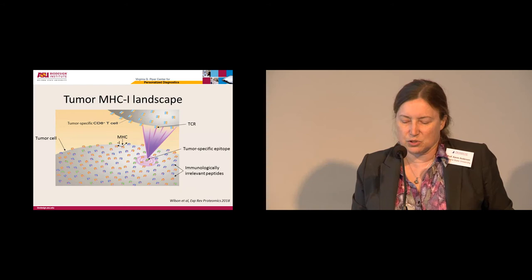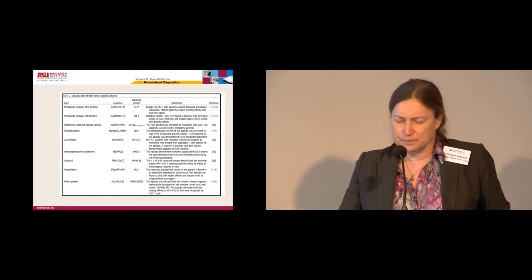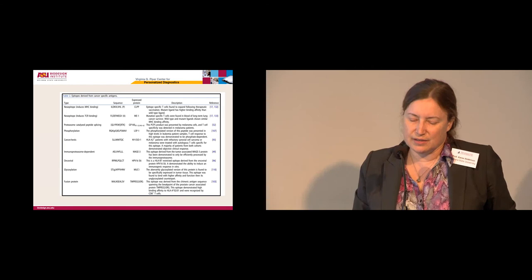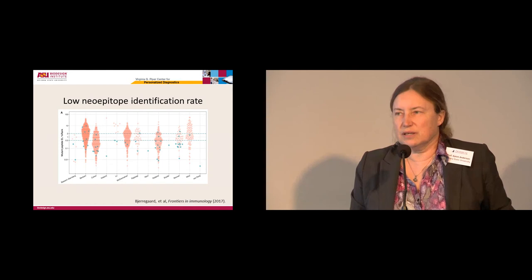And all of our work has really been focused on the MHC class 1 landscape. If you look at these cancer-derived epitopes, when you look at their sequences and what drives some of them to be more immunogenic than others, I think we really still are scratching the surface of this and the depth of this expression. And what we've learned is that there is a very low neoepitope identification rate out of the neoepitopes that can be predicted. So we need better systems to be able to predict those that might be immunogenic.